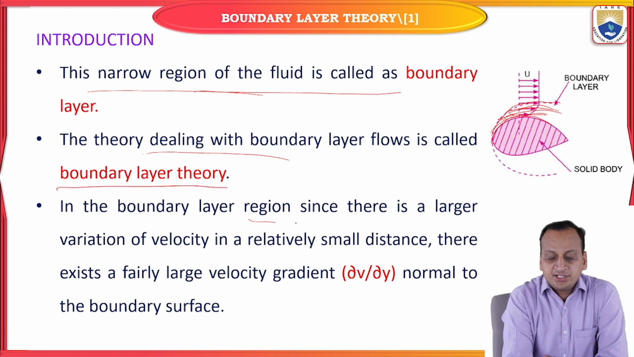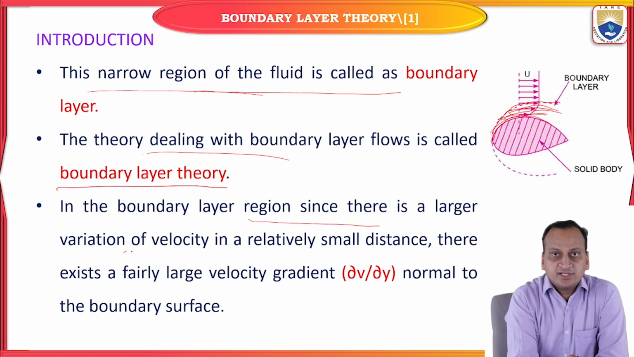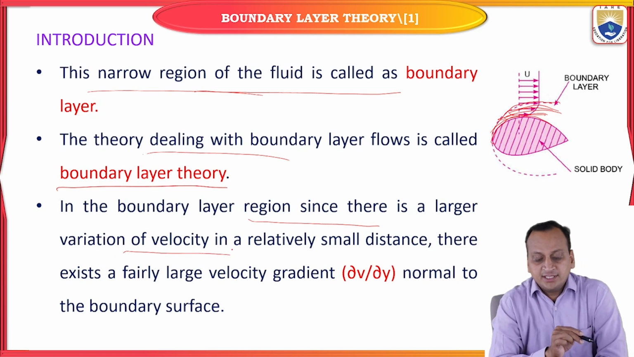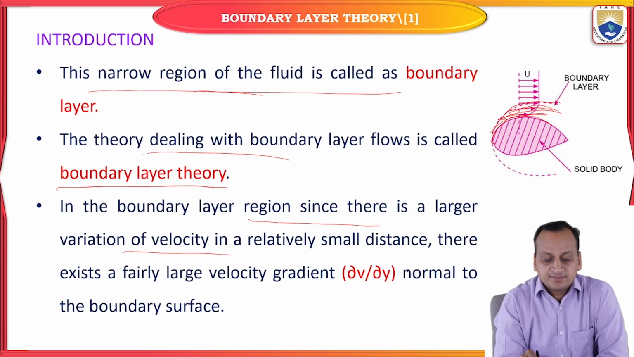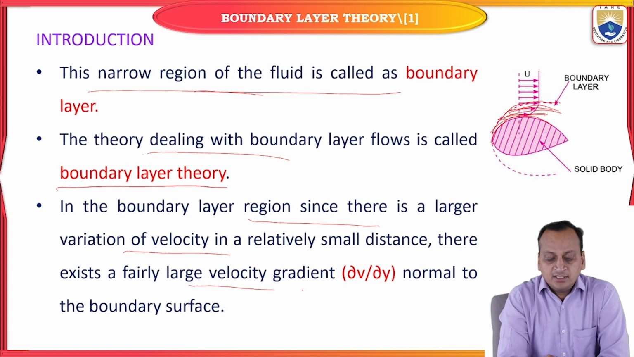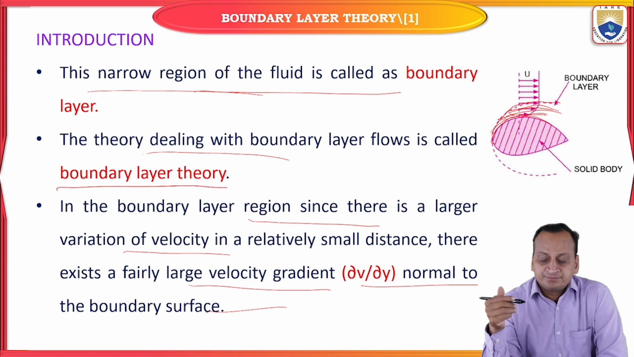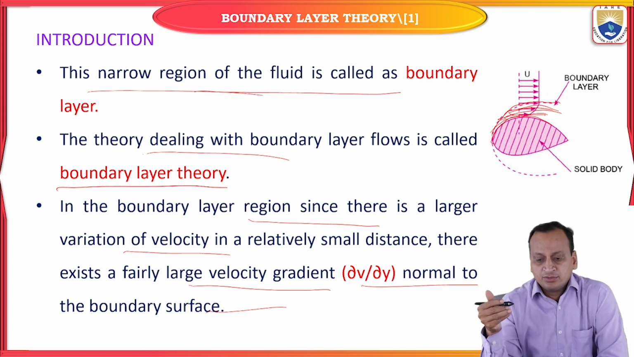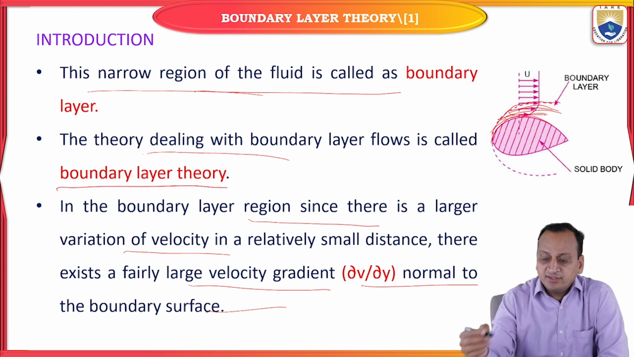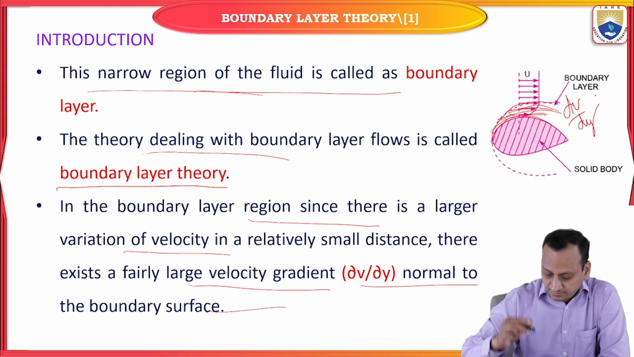In the boundary layer region, since there is a larger variation of velocity in a relatively small distance, there exists a fairly large velocity gradient dv by dy, or dou v by dou y, normal to the boundary surface. Therefore, the velocity over a distance is going to vary from 0 to maximum. There will be existence of a velocity gradient in a boundary layer.